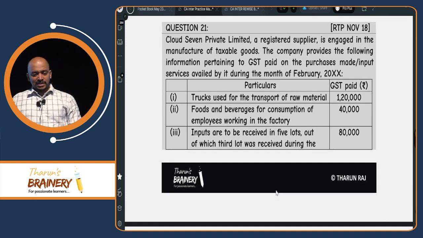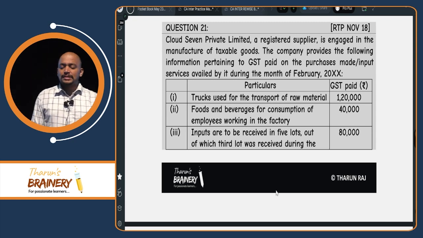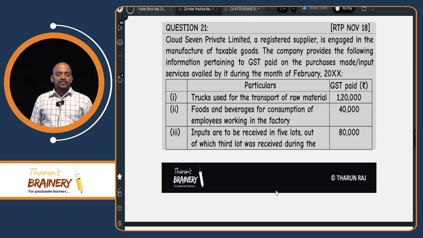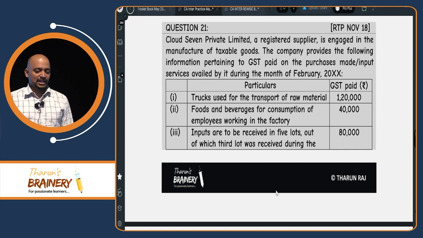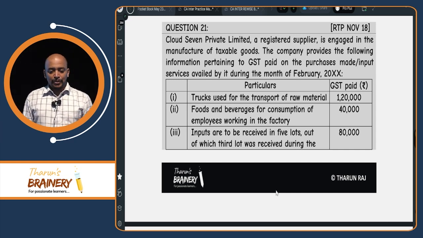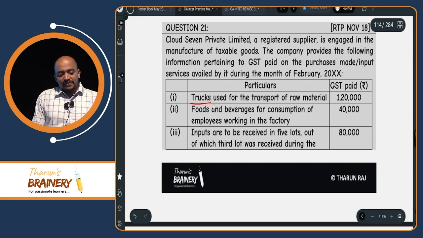Cloud 7 Private Limited, a registered supplier, is engaged in manufacture of taxable goods. The company provides the following information pertaining to GST paid on purchases made or input service availed by it during the month of February. Trucks used for transportation of raw material. Can we take ITC on this? Why? Other motor vehicles. So therefore we can take ITC.